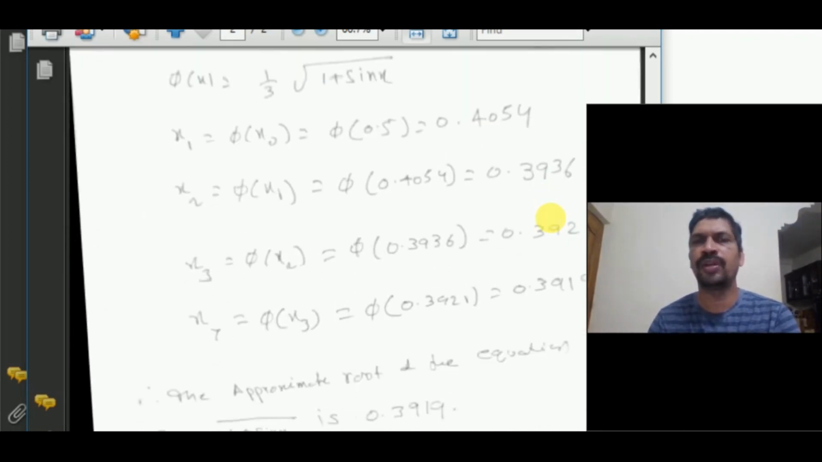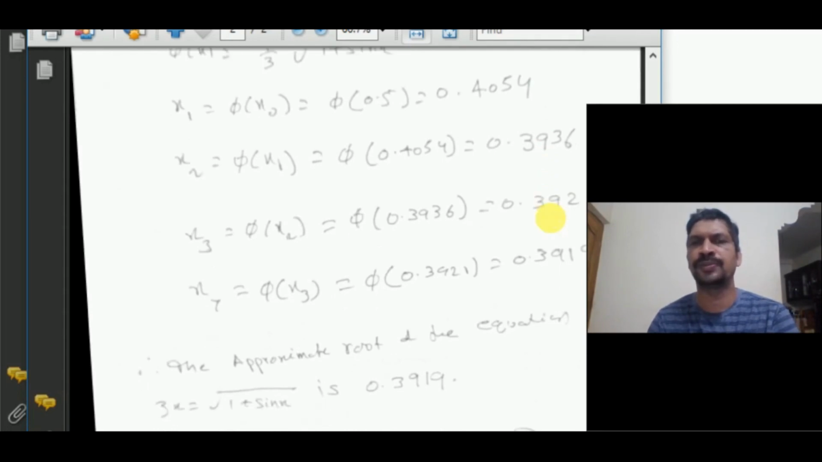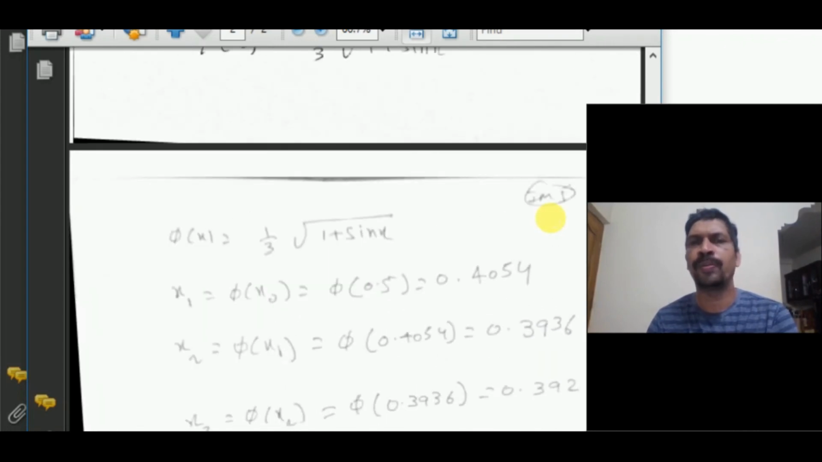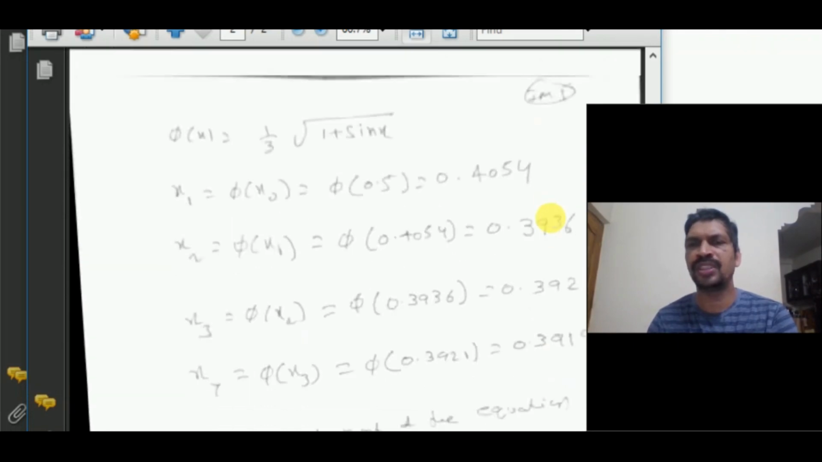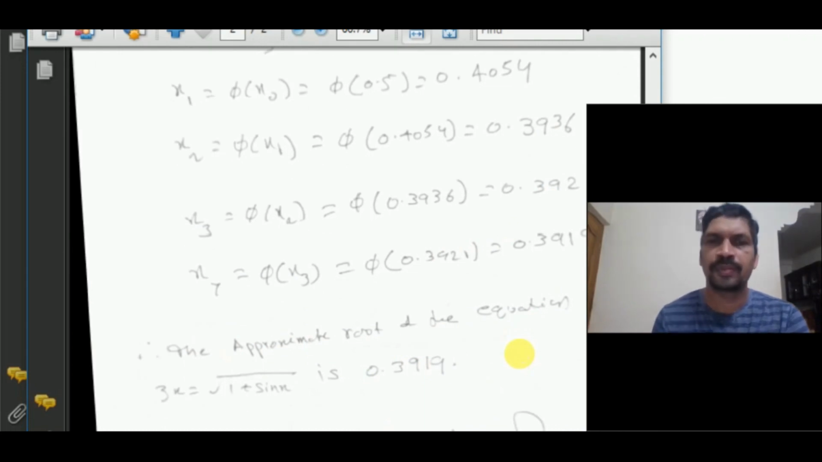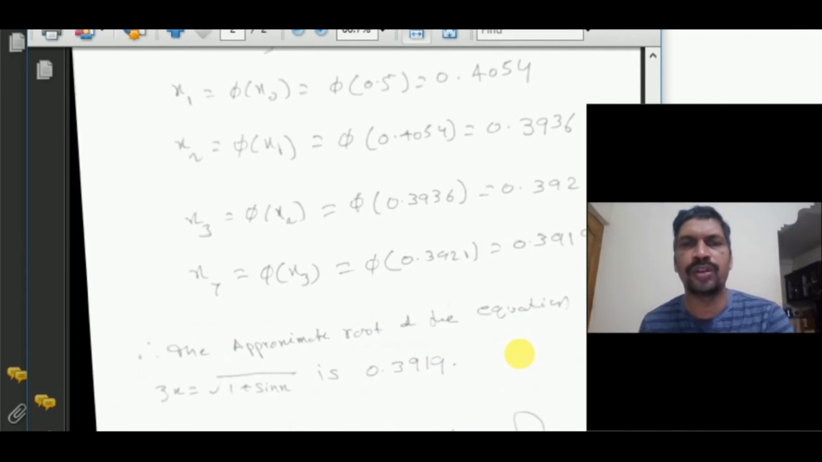X2 equal to phi of x1. X3 equal to phi of x2. X4 equal to phi of x3. Phi of x3 equal to 1 by 3 square root of 1 plus sin x2. Using that, I am computing repeatedly. I will get the value finally 0.3919. Therefore, the approximate root of the equation 3x equal to square root of 1 plus sin x is 0.3919. This is the second problem.